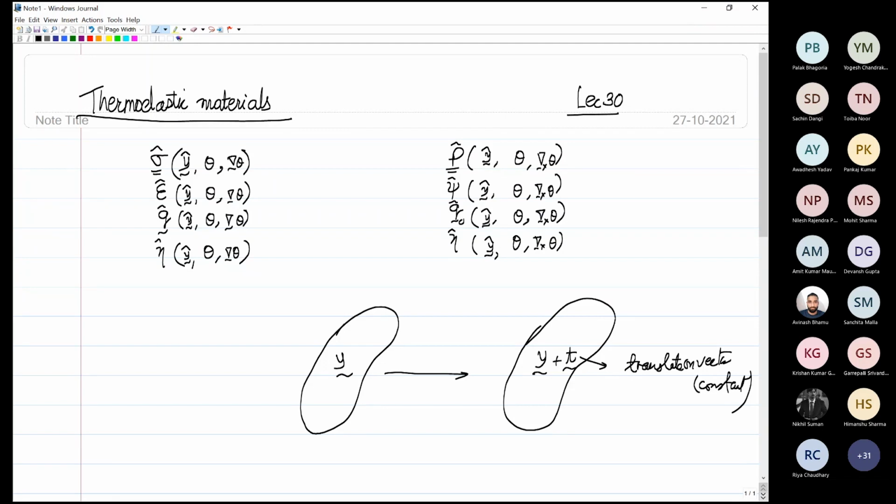Will the stress change in the body? Will the specific internal energy change? Will the heat flux change? Will eta change? The answer is obviously no, right? So therefore, the dependence on position, although quite general, is actually not going to be on the position directly. It's going to depend on something related to position, of course, but not on the position directly.